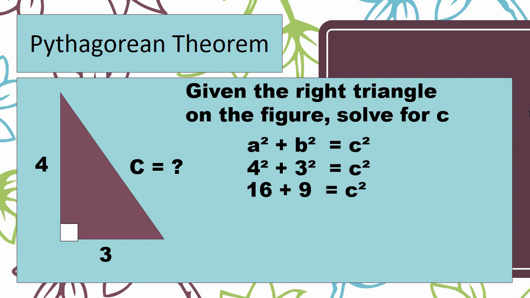Now, how did we get 16? We squared 4, and 9 is the square of 3. So using this formula, we can now solve for the hypotenuse of the right triangle. 16 plus 9 is 25, and that is equal to c square. For us to find the value of c, we need to find the square root of 25, and the square root of 25 is equal to 5. So we have c equals 5, meaning the hypotenuse of this right triangle is equal to 5.